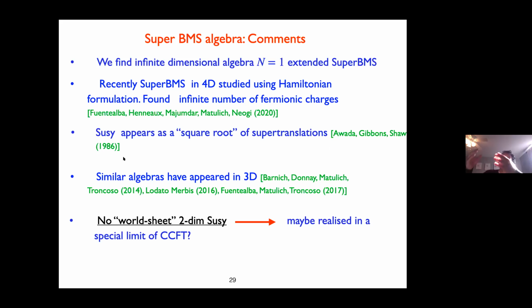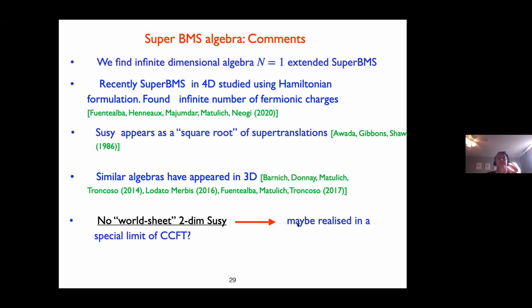Here we find an infinite number of supersymmetries, I will call them. Just like we say super translations, these are supersymmetries. Similar algebras also have appeared in 3 dimensions, where maybe the story is a bit more clear. But what I want to stress is that we never find a 2-dimensional SUSY. That means we cannot say that we have a superconformal symmetry on the celestial sphere.